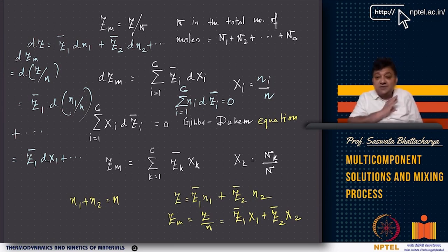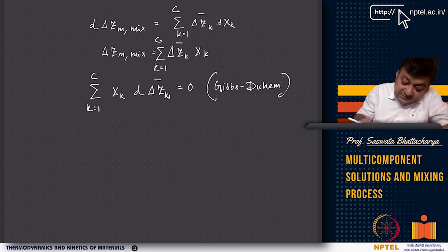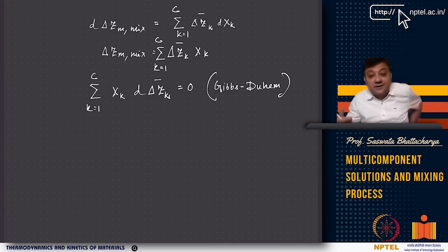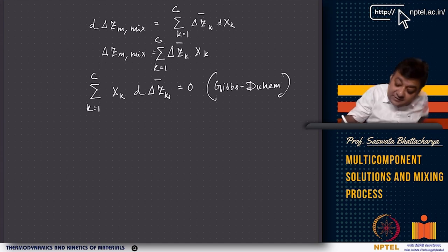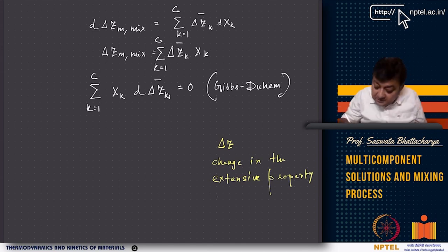I am just reprising so that you are clear with all these important concepts, okay? Now, as you can see, if you do it for the change in the molar free energy, we looked at our molar property, we looked at change in property due to mixing. The change in the total property, or change in the extensive property, due to mixing is given by delta Z. So, delta Z is the change in the extensive property due to mixing.